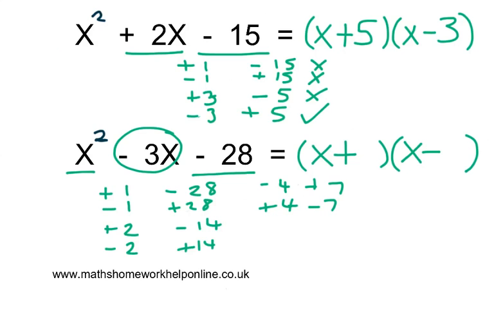So when we look across, plus 1 minus 28 won't work. Minus 1 plus 28 won't work. 2 minus 14 won't work. Minus 2 plus 14 definitely won't work. Now minus 4 plus 7 is plus 3, so that won't work, but it is 3. But 4 minus 7 will give us minus 3, so that's perfect. So the final answer is x plus 4, x minus 7.